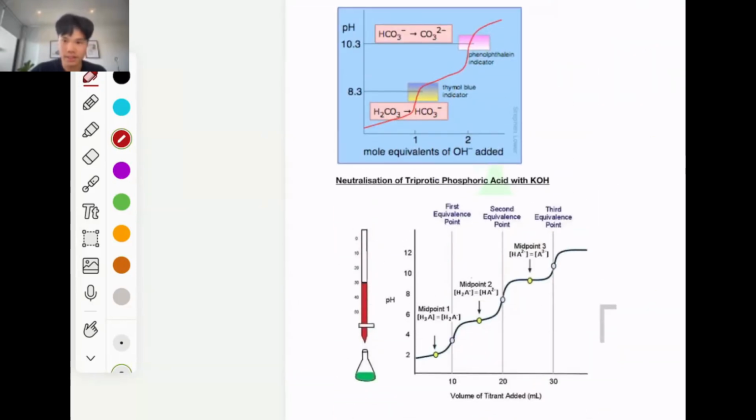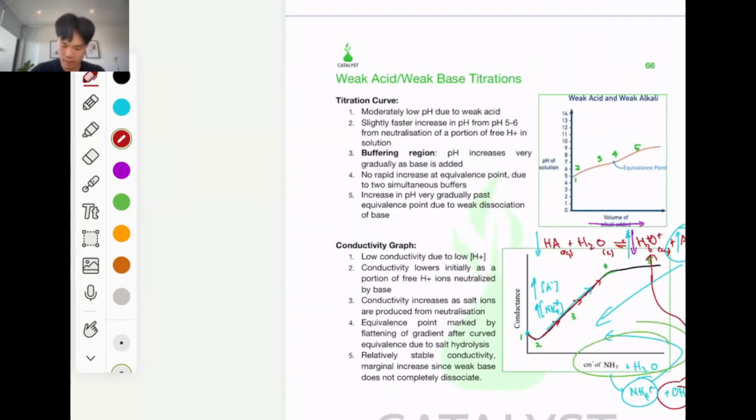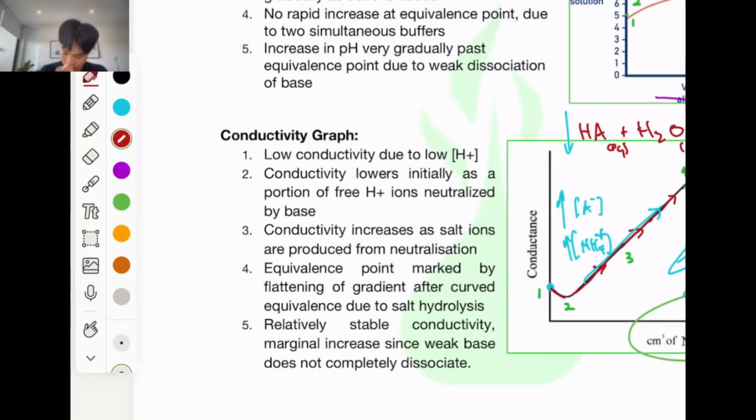Wait, could you just explain part 4 again? Like 0.4 again? As in the equivalence point? Yep. So all you need to say in your exam is that when you see the changing gradient, it's because you've completely neutralized all of the weak acid in solution. And that's it. Don't worry about the salt hydrolysis, is what I'm saying.